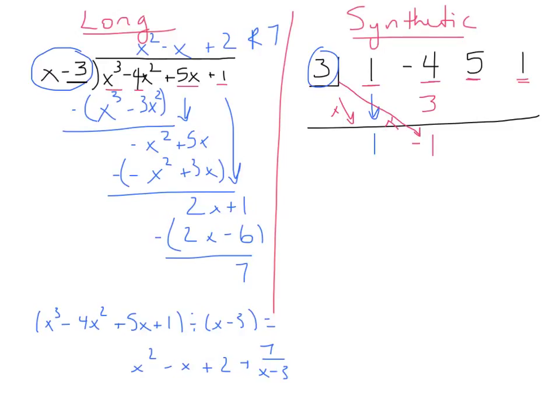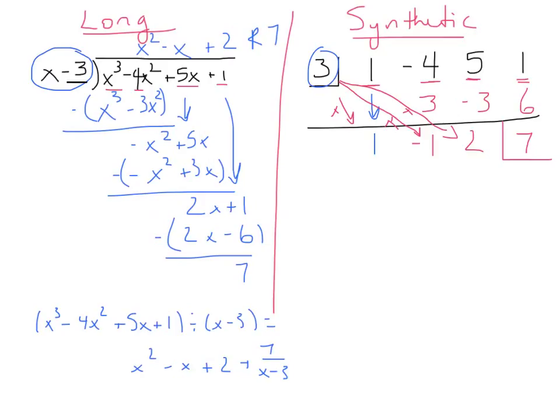And I'll say 3 times -1 is -3. And again I add between rows. 5 plus -3 is 2. And then for a third time I say, okay, I'm going to multiply 3 times 2, get 6. I add between the rows and I get 7. And I'm going to put a little box right here.